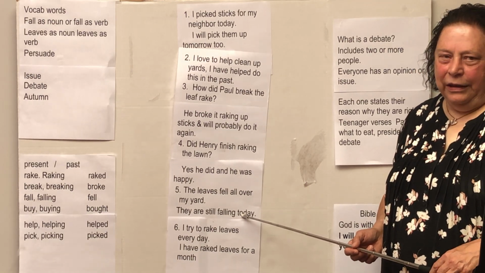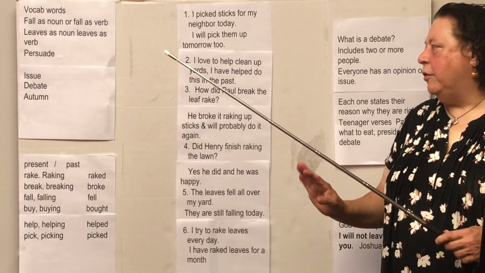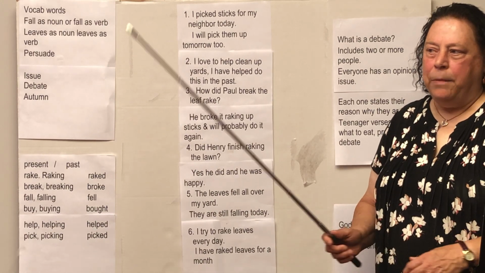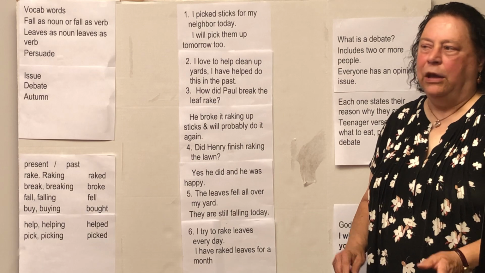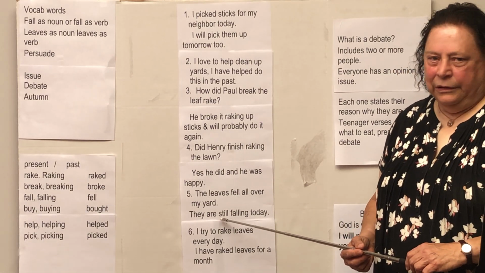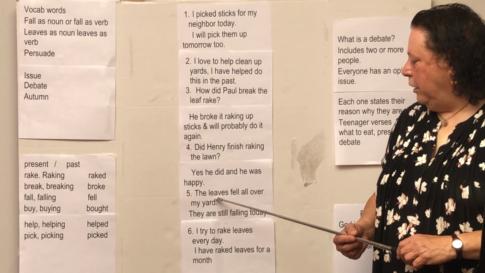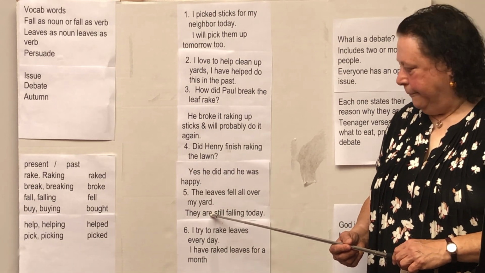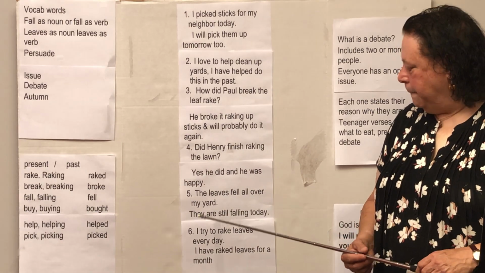So what does that indicate? Those leaves are still coming down. It's a continuous thing. It's a present continuous thing. Presently they're falling, or it may be in the future they're falling. But we know it's definitely not past. So you have the past and you have the continuous on that. The continuous future and the continuous present. Okay, it's a little confusing.